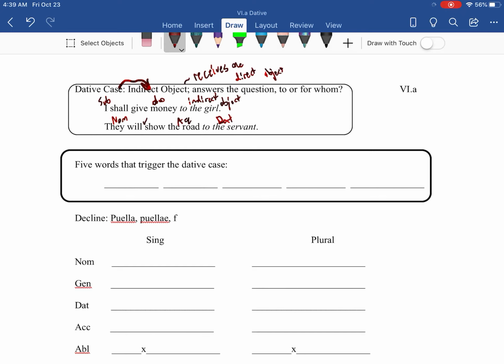Now, for our purposes, and more specifically for the National Latin Exam, there are 5 words that when you see, I want you to think of the dative. Four of these are in the vocab for this lesson, and another one will be a little bit later. But when you see any form of these words on the National Latin Exam, look for something that's dative.